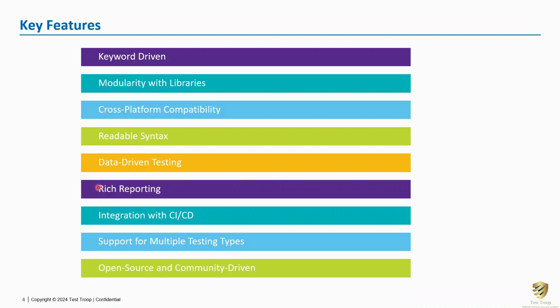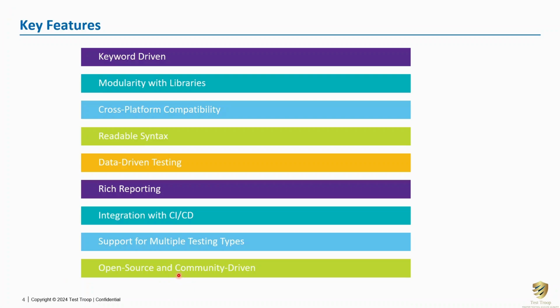Feature number six, rich reporting. Robot Framework automatically generates detailed HTML and XML reports along with the logs after the test execution. These test reports provide insight into the test case execution, making it easy to identify and debug issues. The reporting is so detailed you can trace back where exactly your test case failed, and it also gives screenshots when you are doing web testing. It really gives a screenshot of the current screen where exactly your test case failed.